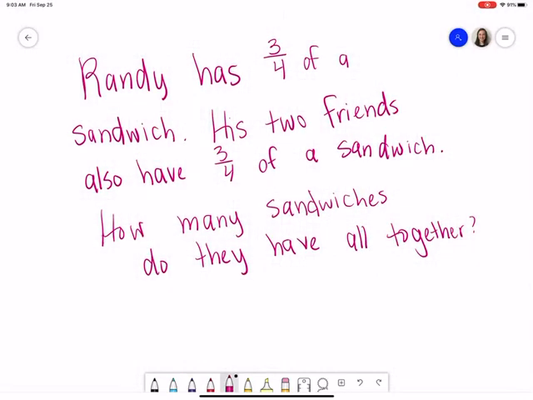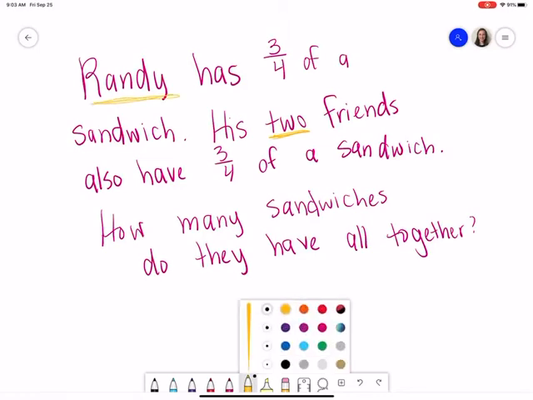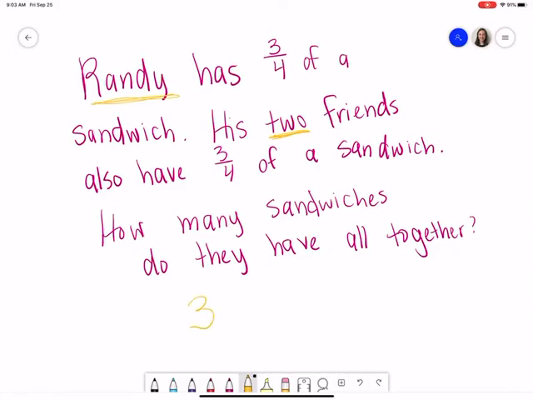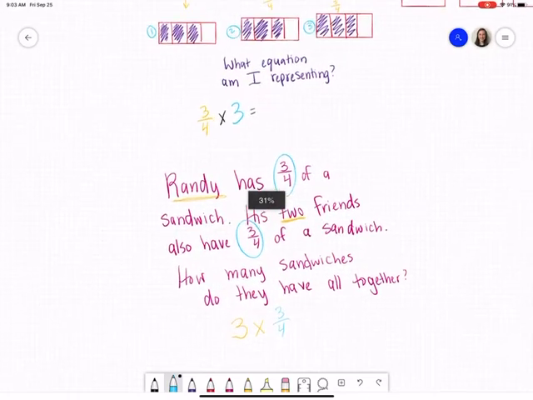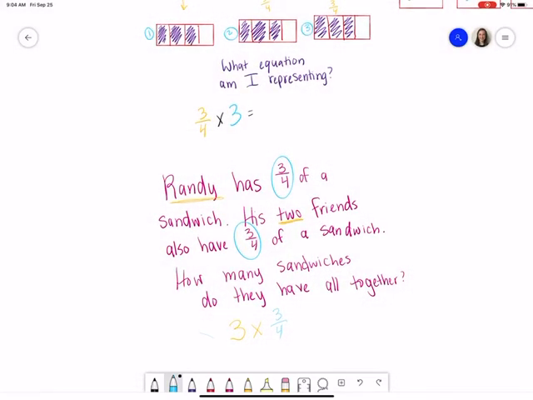So, let's check ourselves. We've got 2 friends that have 3/4 of a sandwich and Randy. So that's a total of how many people? 3. And they each have how much? 3/4. Okay. So this is the same as this, which is the same as what we're modeling right here.